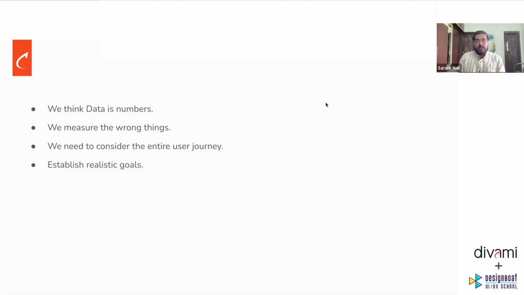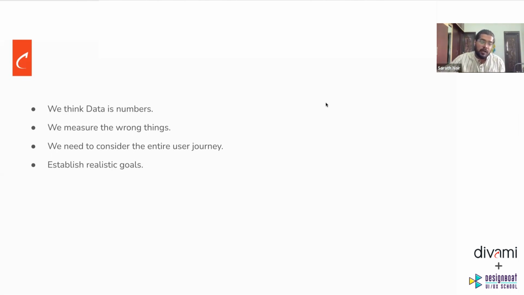Another thing which we need to consider when we go with the data-driven design approach is that we need to consider the entire user journey, not just a section of it. Sometimes you tend to find solutions out of your product or from the user's behavior. So if you focus only on a section of the application or the product or a journey, it won't lead you to good design or give you better design.